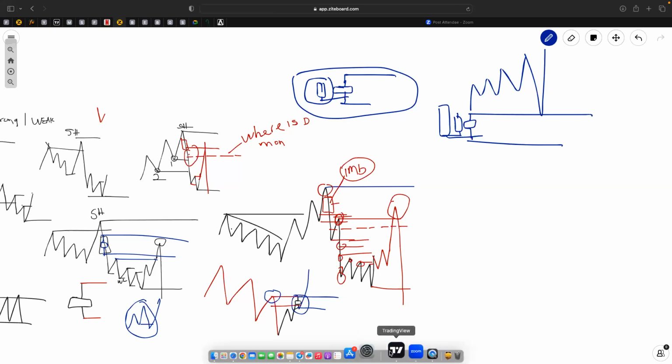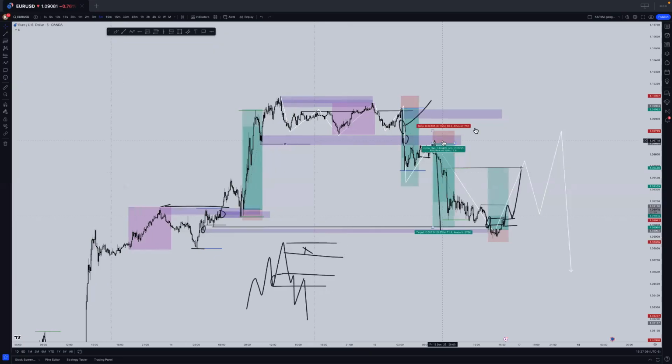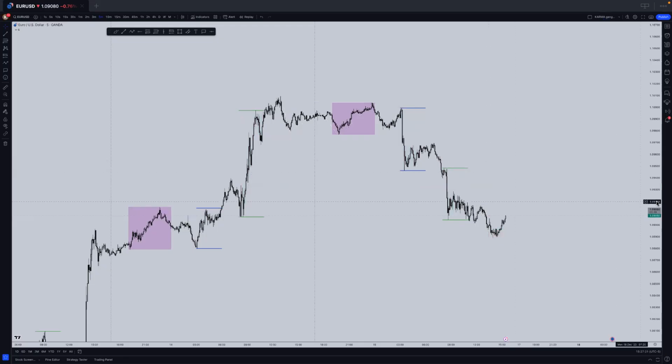Now let's go to the chart. I don't really want to waste much time on that. So now, look at this. Let me clear this chart. Now look at this.